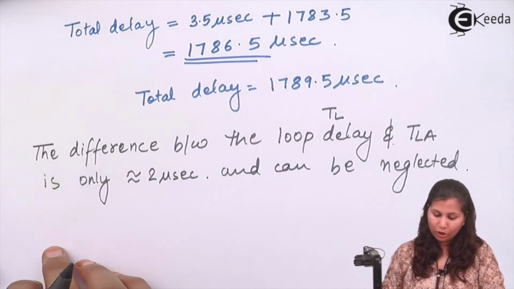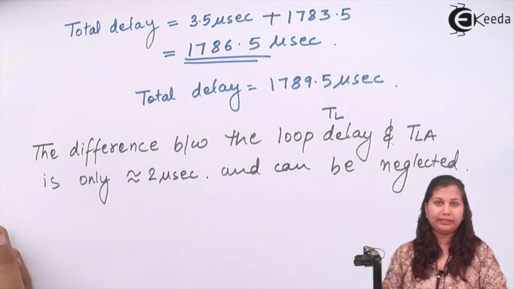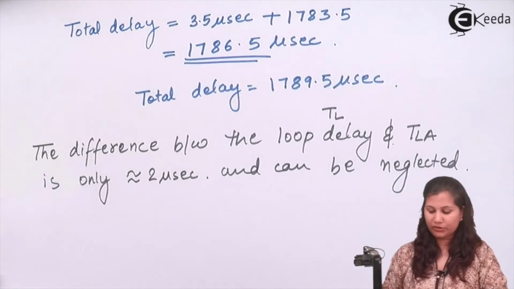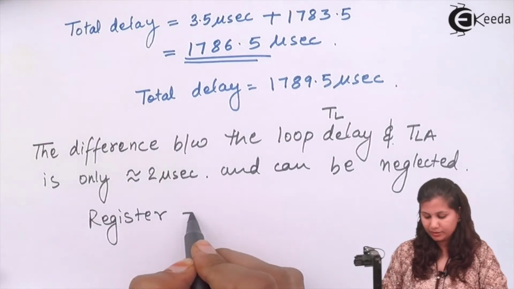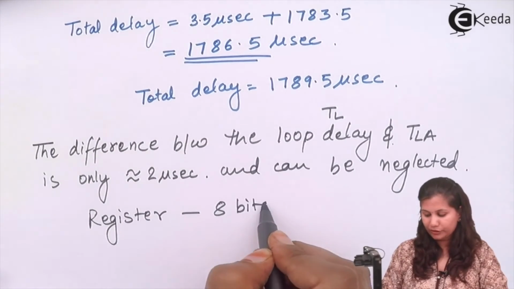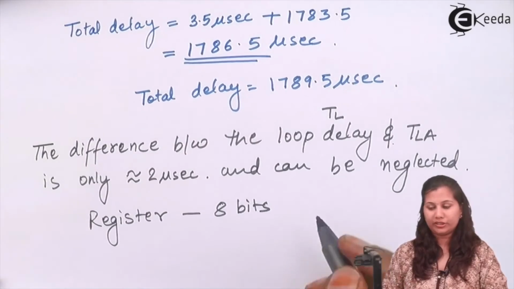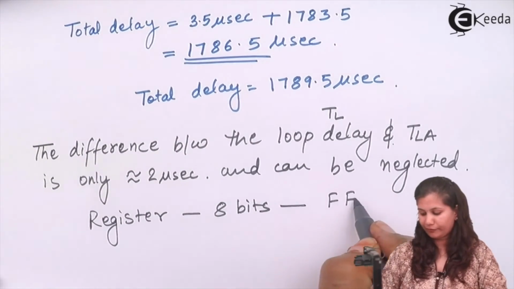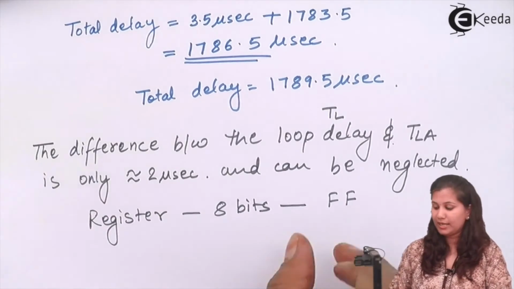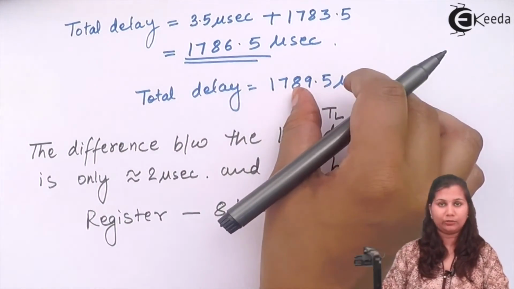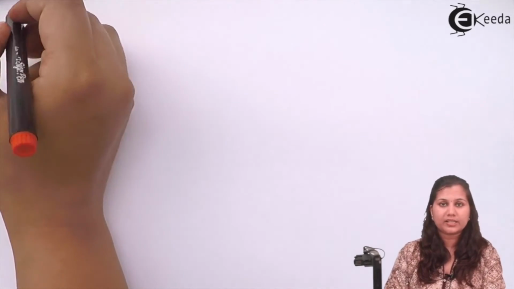Okay. So we studied the time delay where we are using only one register, because you know that registers are of 8 bits. So the maximum count which we can load into the register is FF. This is the maximum 8-bit number which can be loaded into the register, and we have calculated the maximum time delay here. Now there is also another technique through which we can introduce the time delay. This is time delay using a register pair.